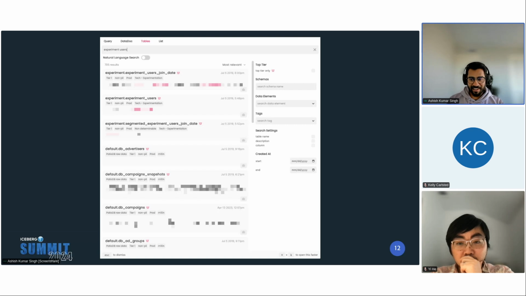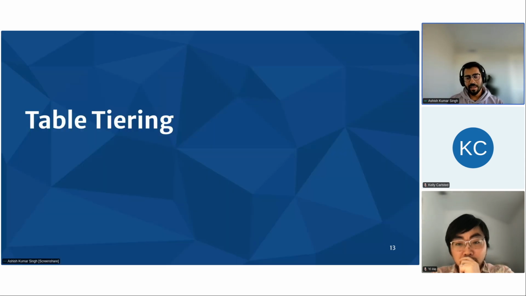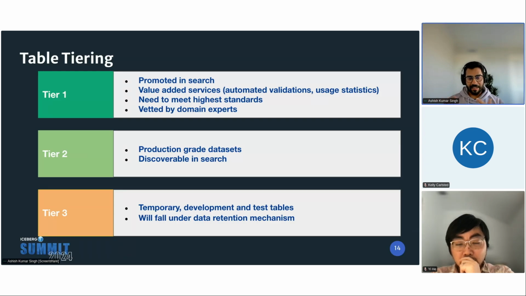Then the user, after looking at this long list, is usually thinking, okay, which of these tables is the most trustworthy, right? To help answer that, we introduced something called table tiering. Among all the tables we have at Pinterest, we thought it's going to be hard for us to improve the quality and documentation on all the tables. So what we can do is break them into different tiers, and then only focus on the high tier tables and improve their usability.